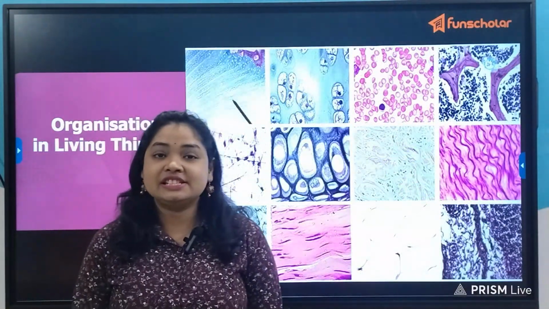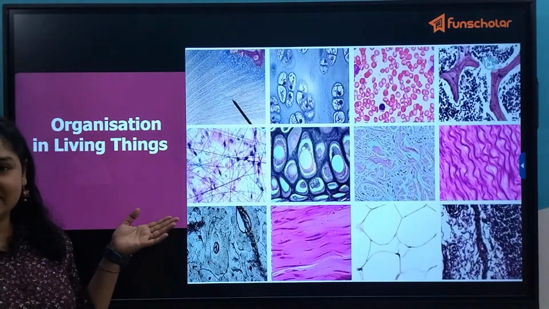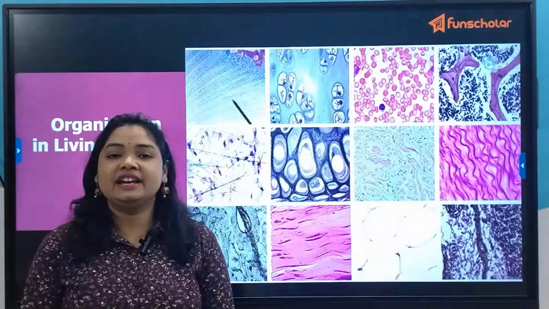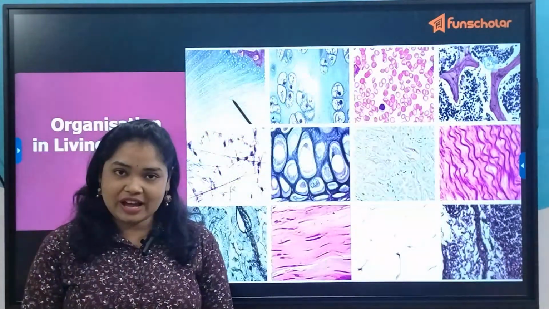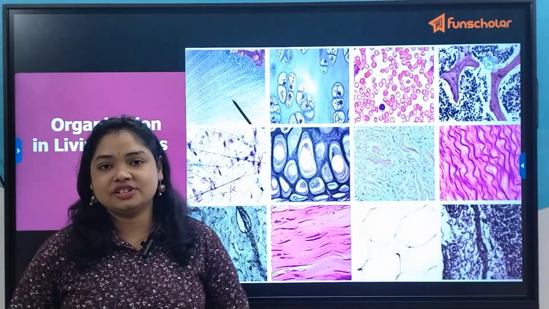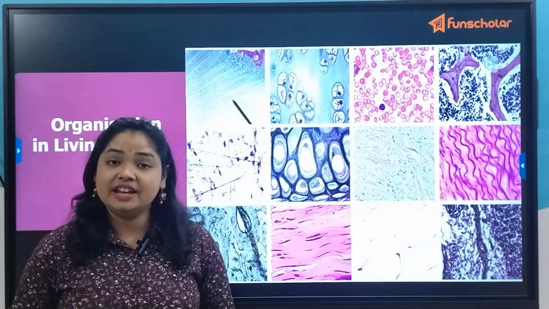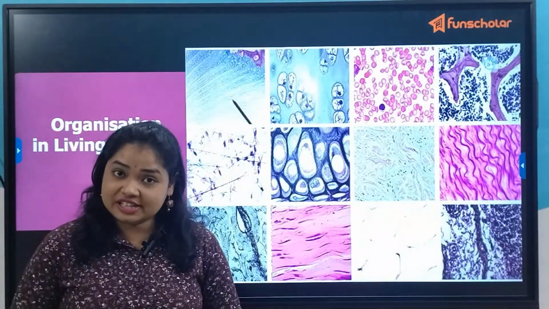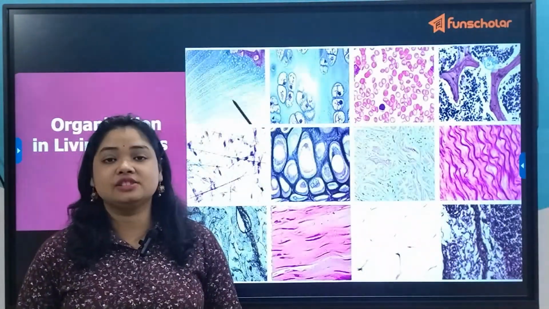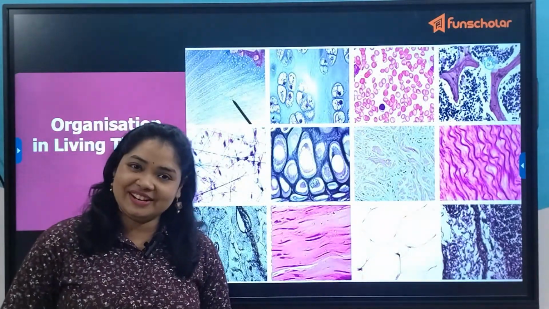And today our chapter of discussion will be organization in living things. This is the chapter which has been included in the 7th standard of the ICSE board. So we'll see how living organisms show the hierarchy of organization in the multicellular body structure, and we'll also know the importance as well as the functioning of each level of hierarchy. So let's begin.